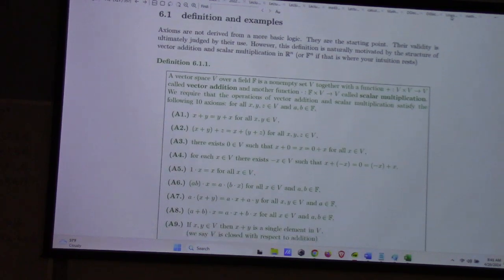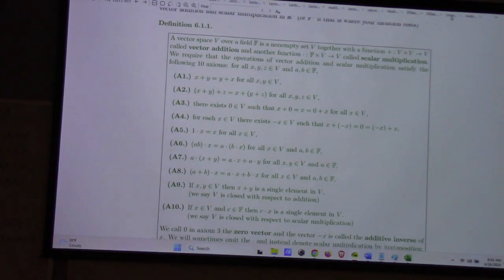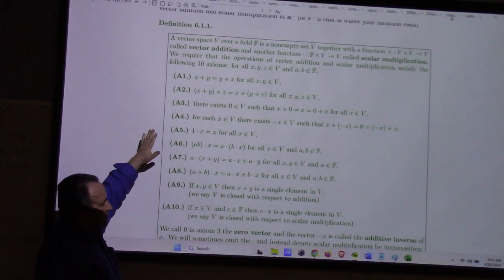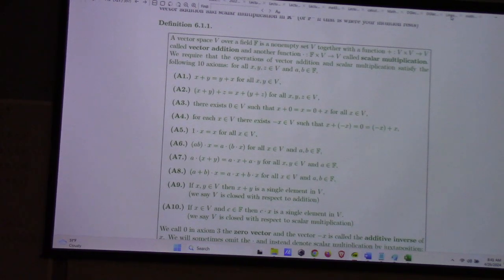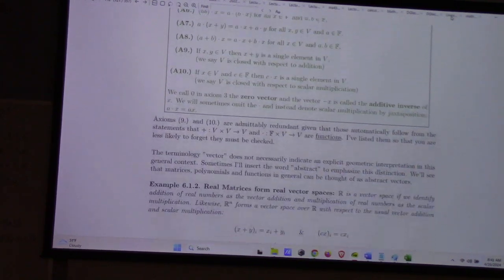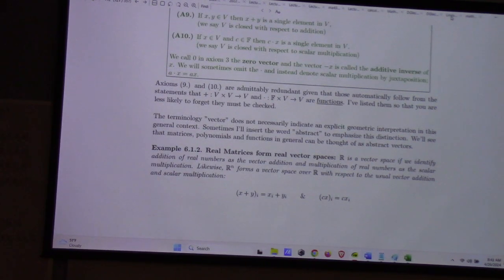So here's the definition. The definition is very unexciting, but it basically says you can add vectors and you can scalar multiply them. And if you look through these properties, every last one of these is something that was true for column vectors. So the set of column vectors is the quintessential example of a vector space, all right? And here are some examples of vector spaces.